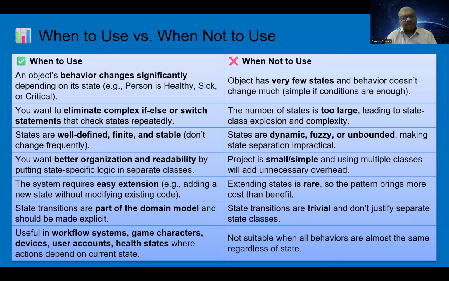This is normally helpful for workflow systems. You can see it's going from one place to another, and then it can return, right? So likewise, we can use the state design pattern. User accounts, because sometimes user accounts get locked, user accounts get disabled, right? So depending on that, the state can change. As I said, health status is also another good candidate for the state design pattern.